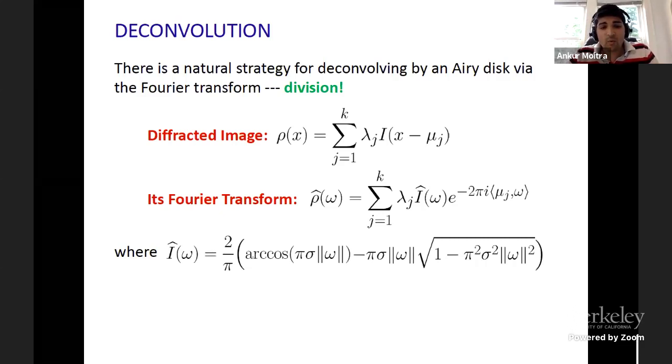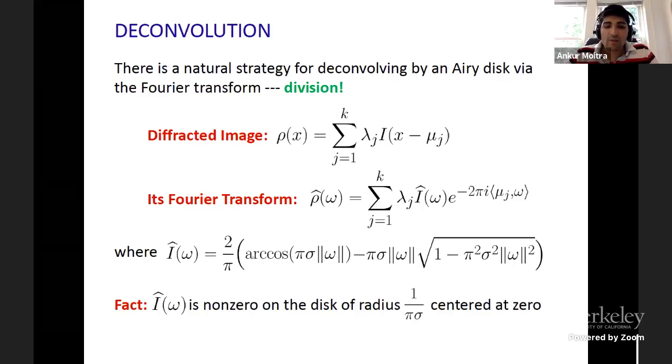The important thing about what this function I hat of omega looks like is actually very simple. All we're going to care about really is where it's 0 and where it's non-zero. So if you look at this function, I claim it's non-zero strictly inside the disk of radius 1 over pi sigma. That's the key point, centered at 0. Now, why is it important where I hat of omega is 0 versus non-zero? It's because our idea for deconvolving by an Airy disk is to try and get rid of this I hat of omega.